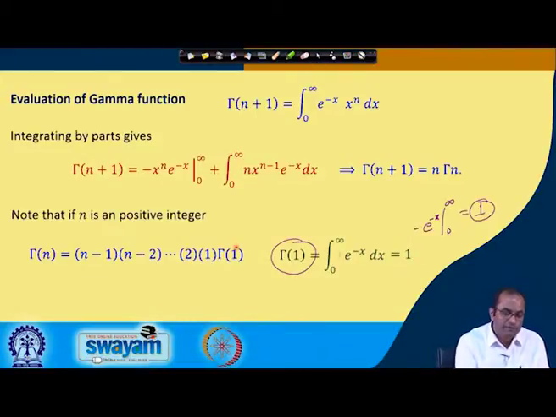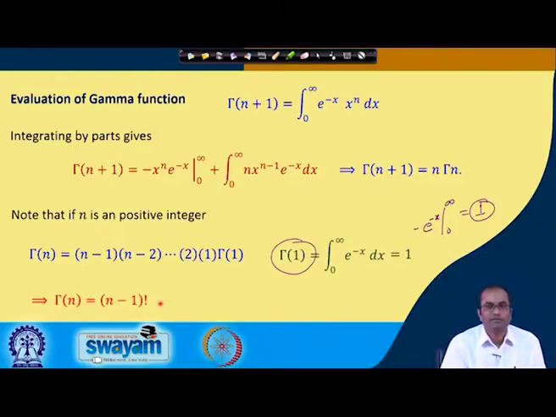Having this value, we have gamma n equal to 1, 2, 3, the product up to n minus 1, which in terms of factorial we can write down. That means gamma n is nothing but the factorial of n minus 1. That is a nice relation we got: such an integral, which was an improper integral, has a nice relation in terms of the factorial when n is an integer, at least in this simple case.